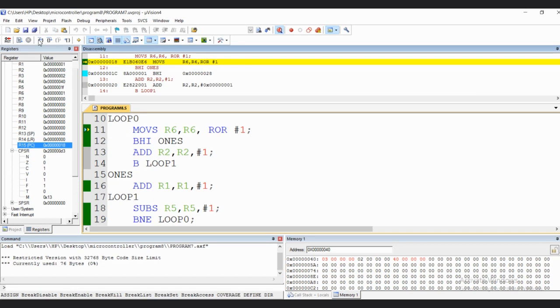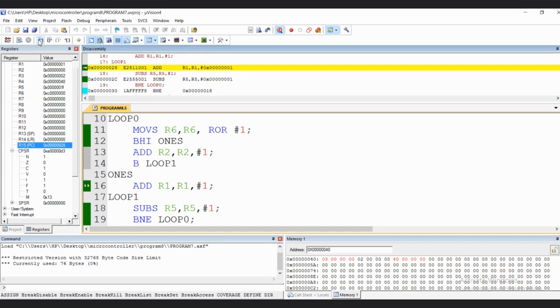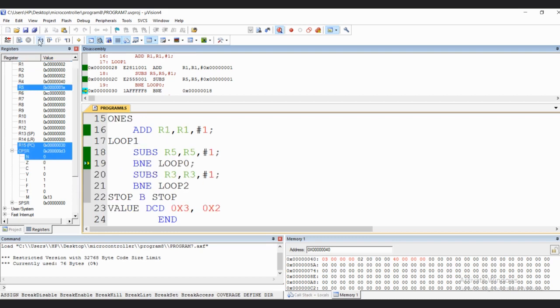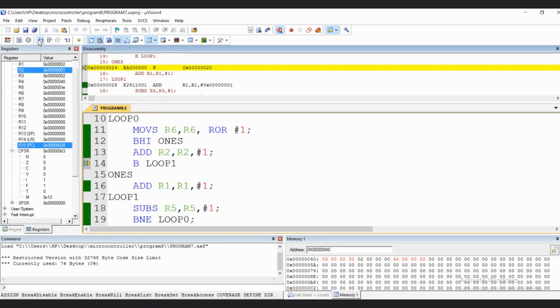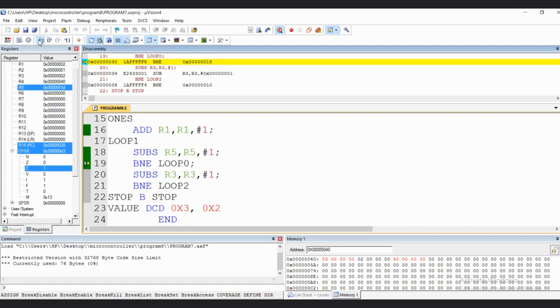Again, R6 will be rotated one more time and it will check the carry flag. Now observe, carry flag is equal to 1 again, therefore R1 will be incremented. For all the 32 bits it will check. After checking you can observe the value of R6. It goes on changing, and the R5 value goes on decreasing.